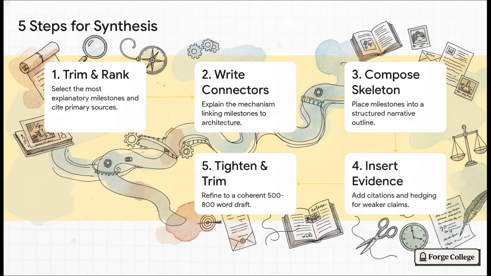First, you're going to trim and rank your milestones. Second, write your connective sentences. Third, compose the narrative skeleton by putting it all together. Fourth, insert your evidence. And finally, you tighten and trim the whole thing down to hit that word count. Let's look at a quick example.